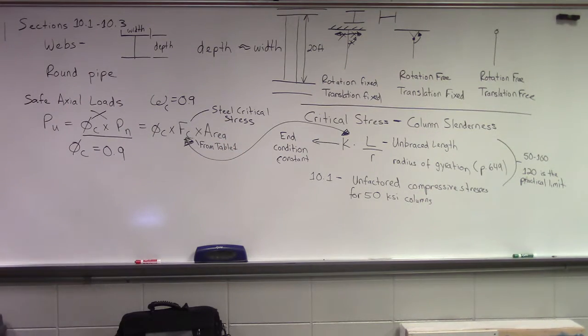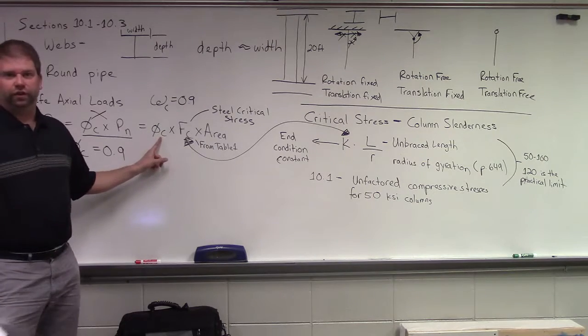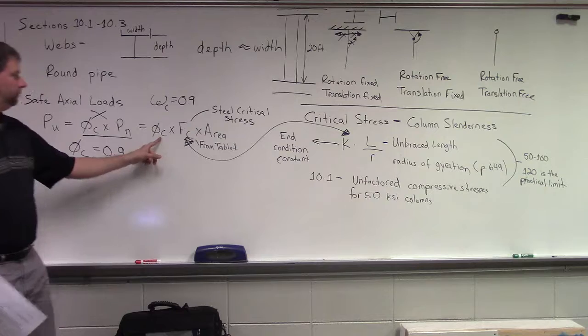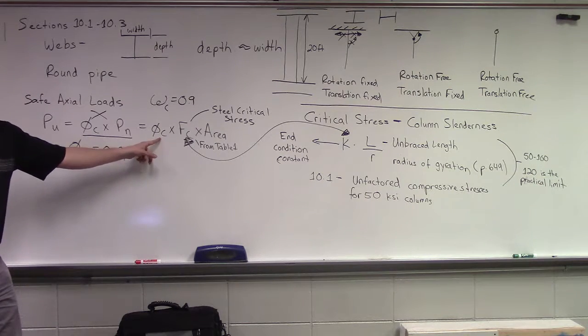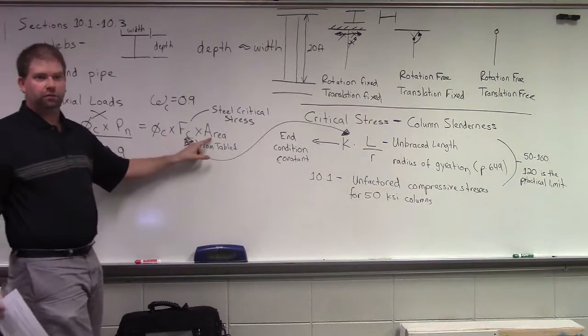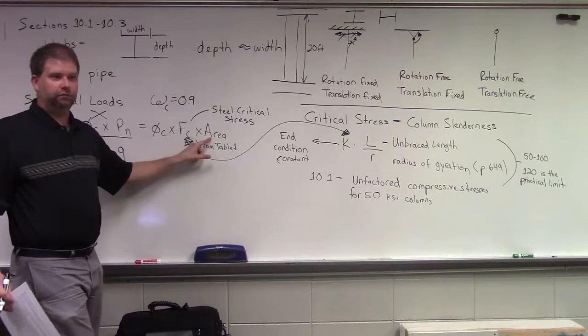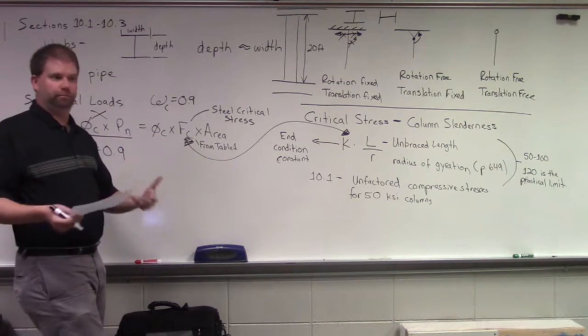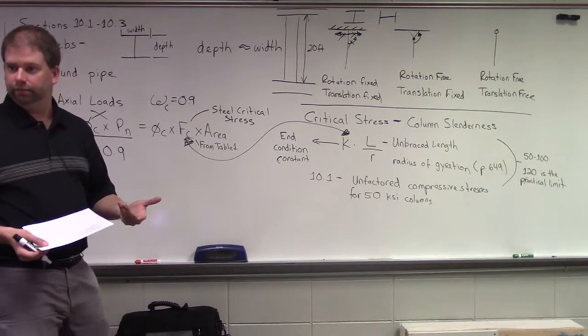From table 1, what's this value? What's phi sub C? That's compression, right? Oh, 0.9. Okay? Your area is coming out of the guide. Once you know what size column you're looking at, you just look it up. Here's what the area is.